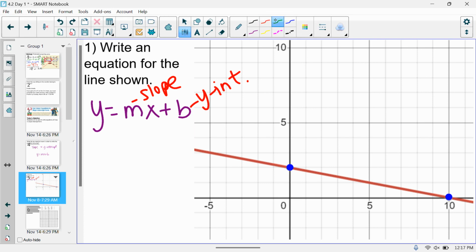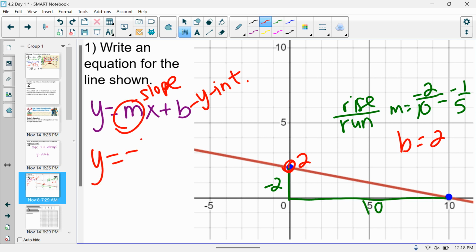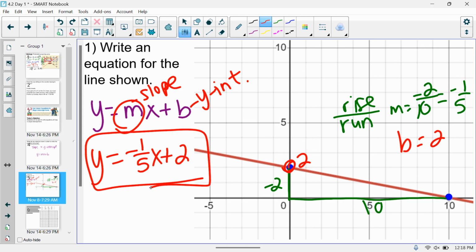So we got to count our rise over run first, down 2, and right 10 if you count it. So rise over run, or my slope, is negative 2 over 10, but both those can be divided by 2, negative 1 over 5. Where does it cross? Here's my y-axis. Where does it cross the y-axis at? Ryan? Good. Positive 2 is my b. So I'm ready to write my equation. I'm going to fill in for m, the slope, negative 1/5 x plus 2, my y-intercept.